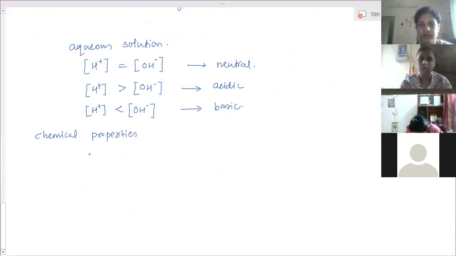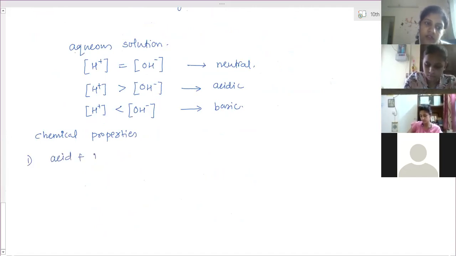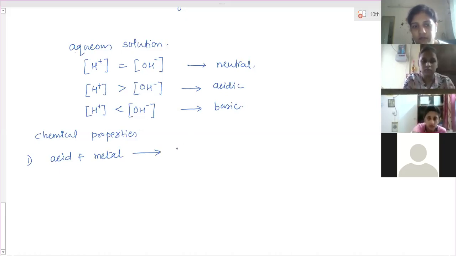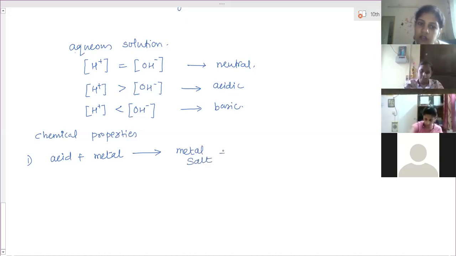Chemical properties. First one, acid reacts with metal. First is reaction with metal. It will form metal salt plus hydrogen. Yes, right. Metal salt plus hydrogen gas is given out.